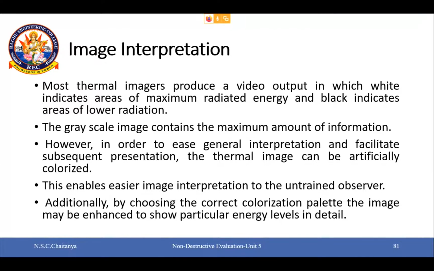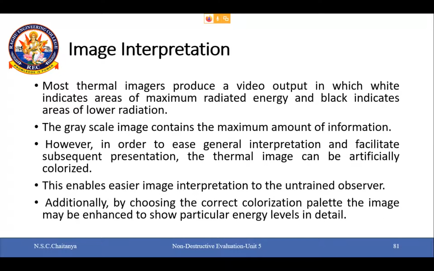White indicates maximum radiated energy and black indicates lower radiation. So these grayscale images contain the maximum amount of information. However, if you are not a trained person or if you just have a look at these things, you might not be able to identify them properly. So therefore what we will be doing is using some artificial colorized patterns for these. These colorized patterns enable easier image interpretation for the untrained observer. That means anybody can interpret the image by looking at it if it is a colored image.